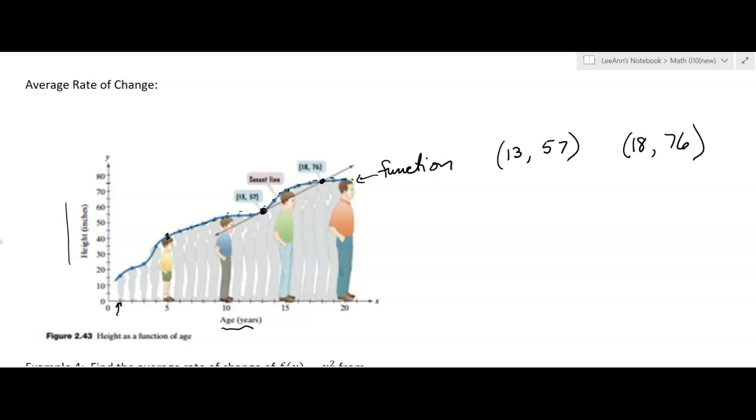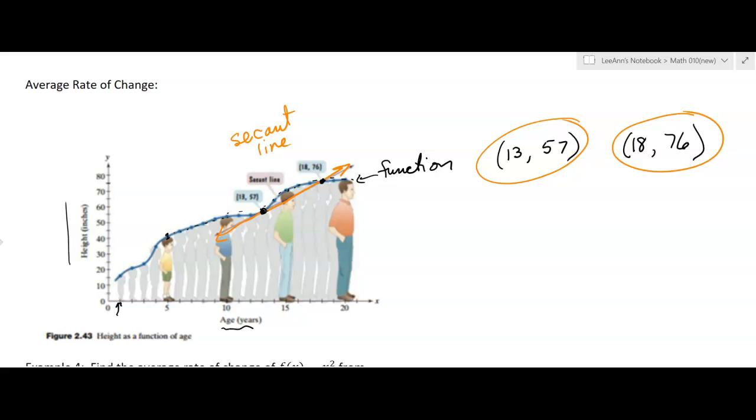Then they've drawn a line between those 2 points. That is called a secant line. Now, you'll hear the word secant in trigonometry, that's different, but this is called a secant line. And you can figure out the slope of that line based on these 2 points, and that would give you an average rate of change between the ages of 13 and 18.